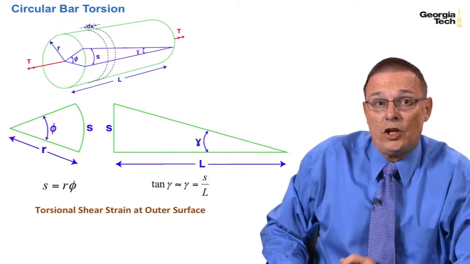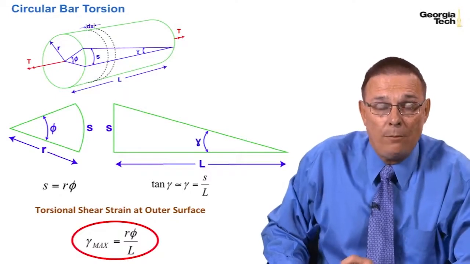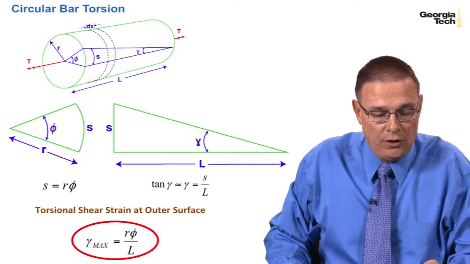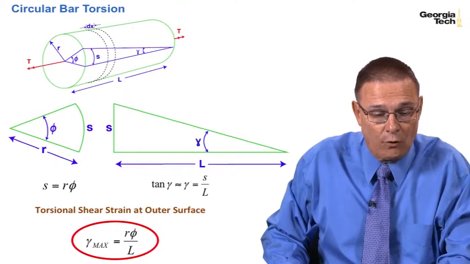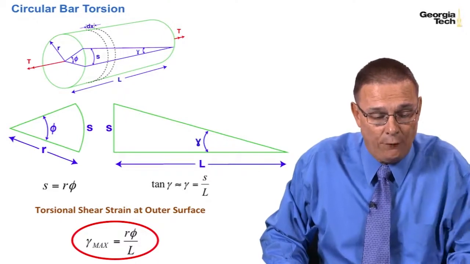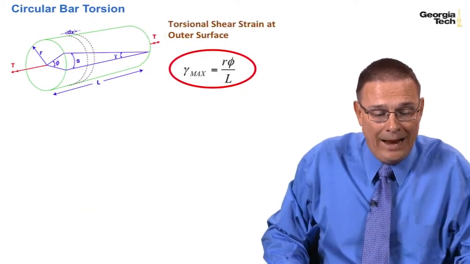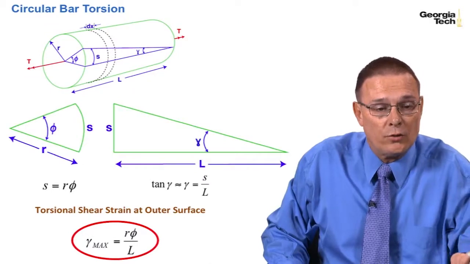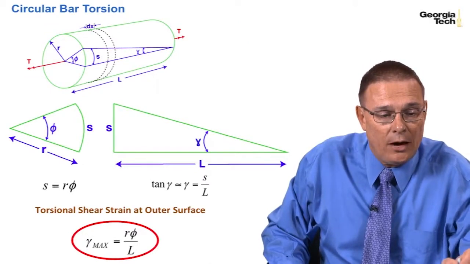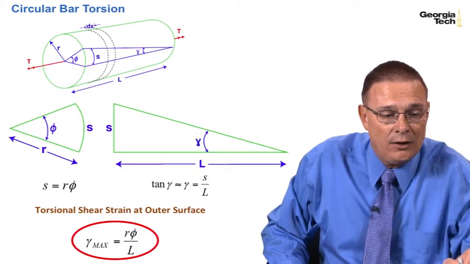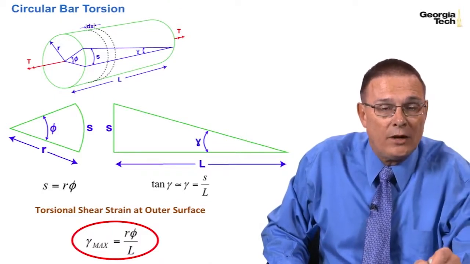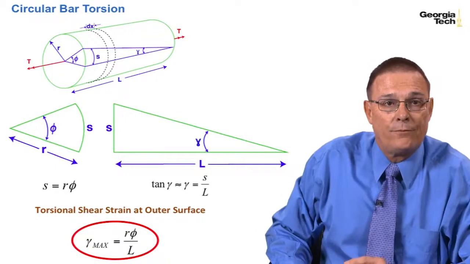So torsional shear strain at the outer surface can be found by relating these two together. We have gamma equals S over L, where S is R phi. And this is the maximum torsion shear strain, because the maximum is going to occur out here at the corner, or out on the outer surface. Inside, you can see as you go towards the radius, the angle gamma will shrink down to 0.